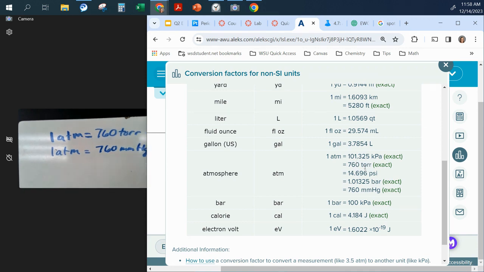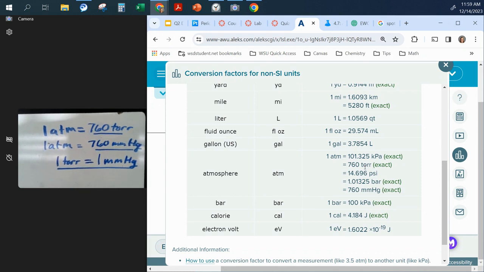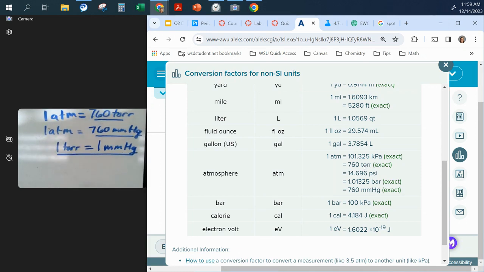So what do you notice about these two, torr and millimeters of mercury? They're the same, right? So if I have 1 torr, what is that in millimeters of mercury? 1. Okay, so that's going to also help us. So these are the 3 conversion factors that I think are going to help us the most on this topic. I would write this on my note card, but you could also find it in the Alex data. Okay.